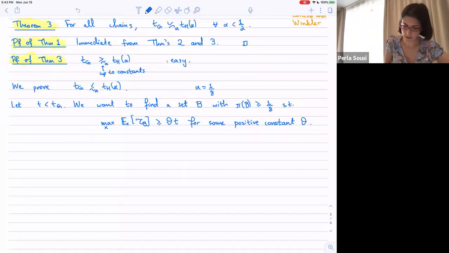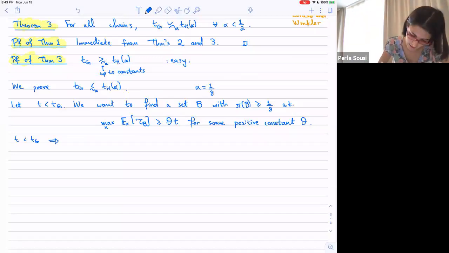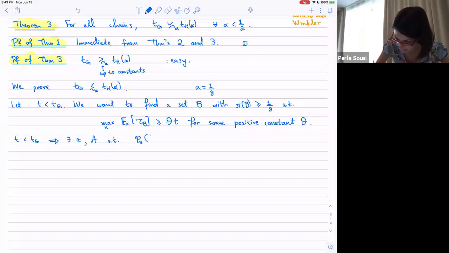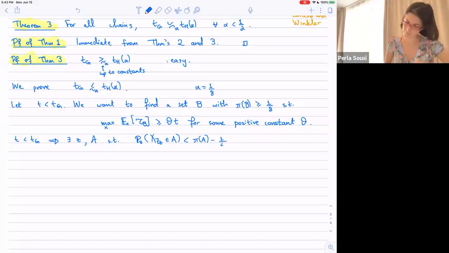So let's use first the assumption that T is less than Tg. This means that the chain at time T is not yet mixed. So it means that there exists a starting state z and a set A so that the probability, starting from z, that X_t is in A is less than pi of A minus 1/4.